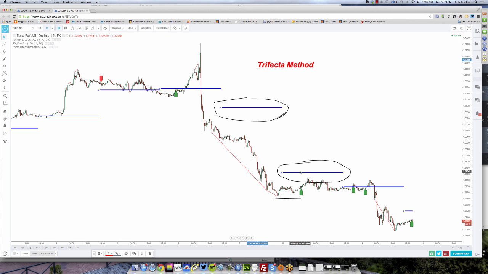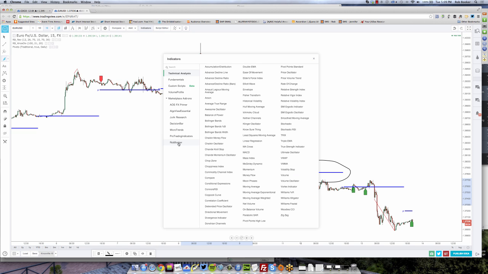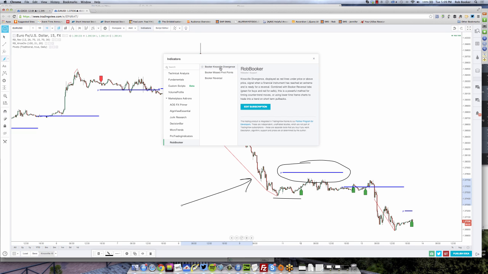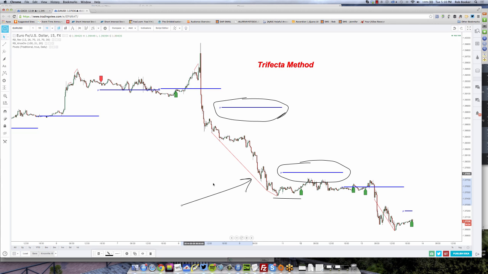The second element of the trifecta method is to find divergence. Divergence is the disagreement between price and an indicator. And on my charts here, I built an indicator called Booker Knoxville Divergence. You can get it on tradingview.com under Marketplace Add-ons. Booker Knoxville Divergence shows you areas where price is likely to begin a corrective move in the opposite direction.